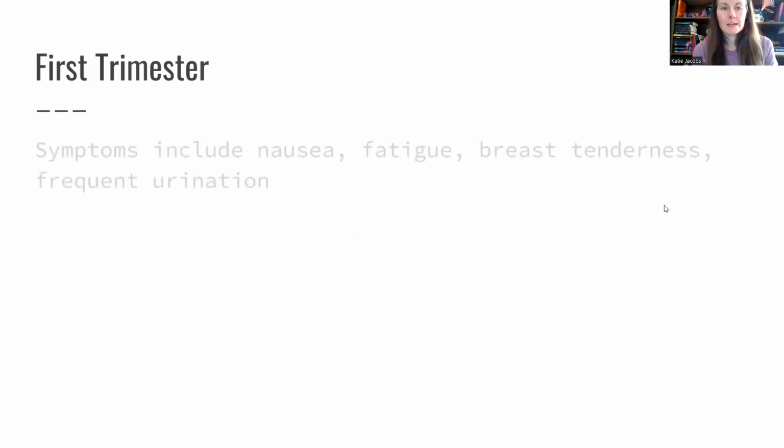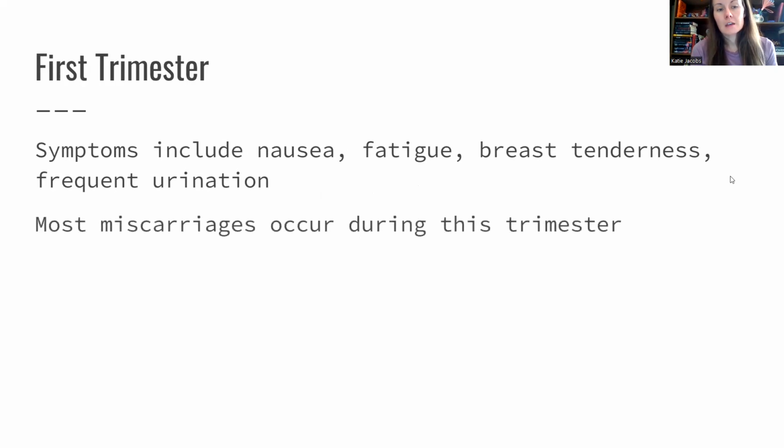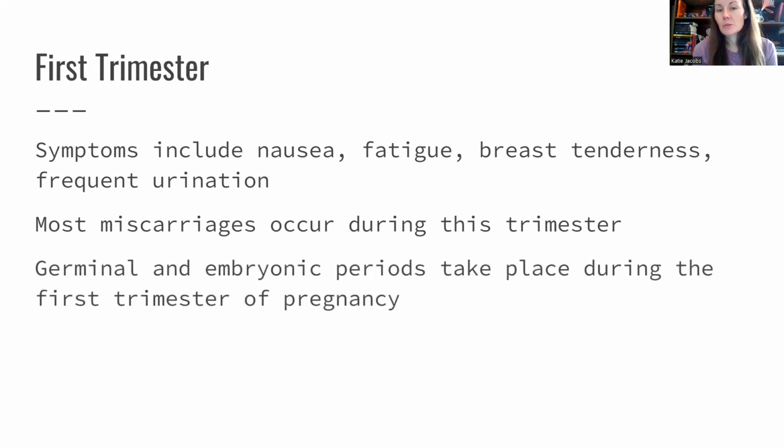So in the first trimester, common symptoms include nausea, fatigue, breast tenderness, and frequent urination. There's a lot going on. The body's working super hard, and most miscarriages actually occur during this trimester. Both the germinal and embryonic periods of prenatal development take place during the first trimester of pregnancy. So it's a really, really important time.